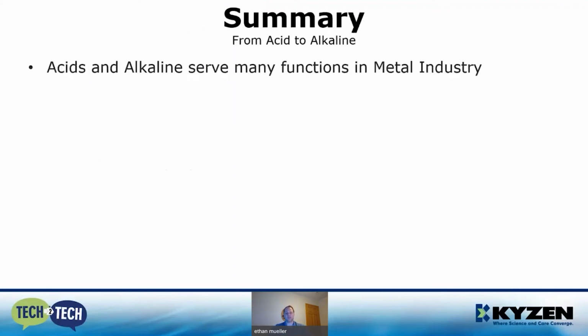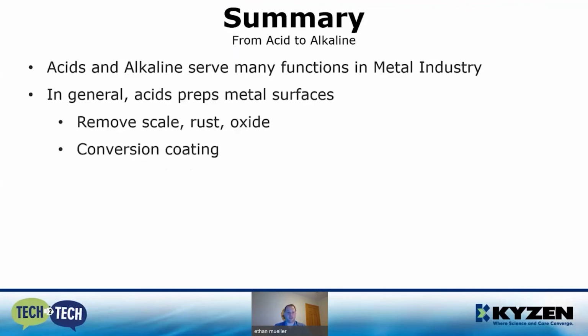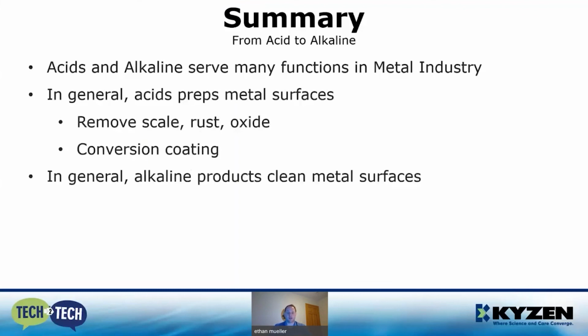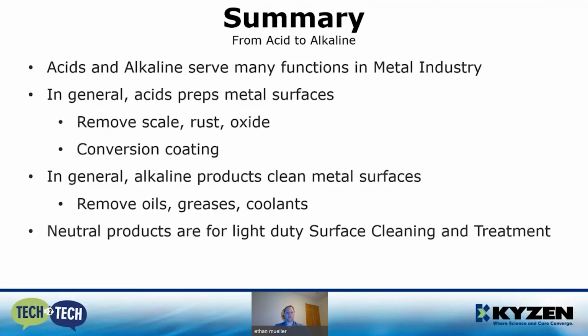So in summary, acid and alkaline solutions serve many, many functions in the metal industry, well beyond the scope of what we were talking about in this tech to tech. But when it comes to cleaners in general, acid products are used to prep metal surfaces. This means removing scale, or removing rust, or removing oxide, as well as conversion coating. And alkaline products are generally used to clean metal surfaces, whether this be removing oils or greases or other dirt and grime.